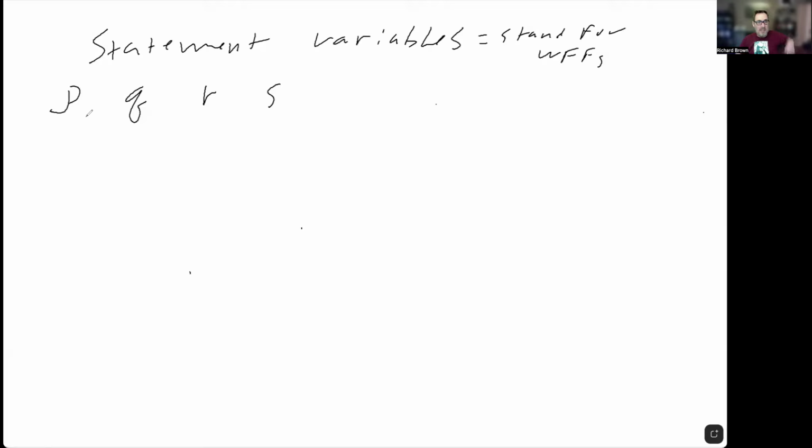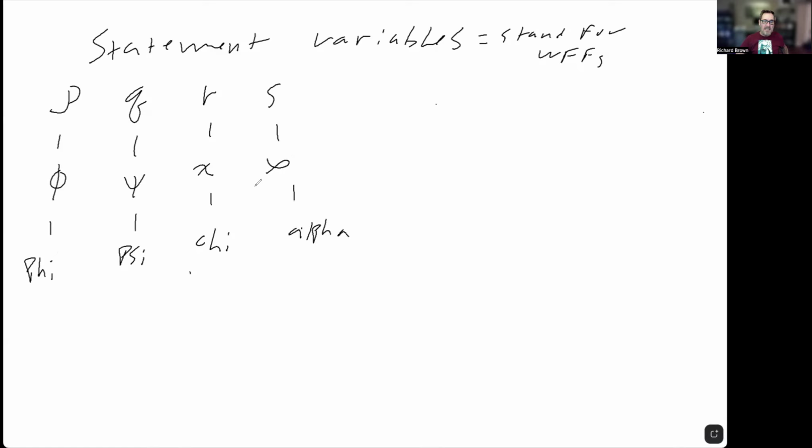Now, in our textbook, they use lowercase p, lowercase q, lowercase r, lowercase s. If you're looking around online, checking the internet for help, then you will see more often than lowercase letters like this, the Greek symbols. So this is phi, this is psi, you will see a chi, and then alpha. Okay, so this is phi, that's phi. This is psi, that's psi. This is chi, that's chi. And then this one is alpha. And these are Greek symbols.